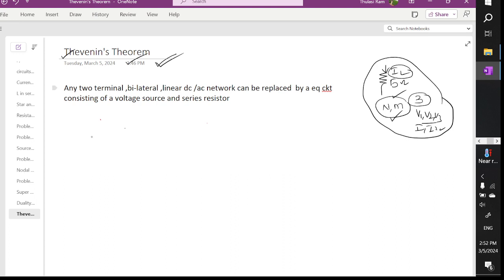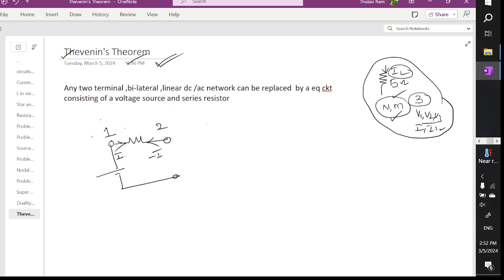So you need two terminals. Let us take a resistor. Thevenin's theorem can be applied to a two terminal network, any two terminal bilateral network. It allows the current in this direction as some I, and the current in this direction I'm going to take as minus I. So this is a resistive network, any two terminal, any two terminal bilateral.